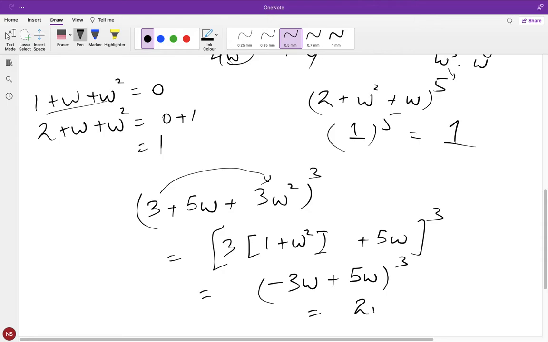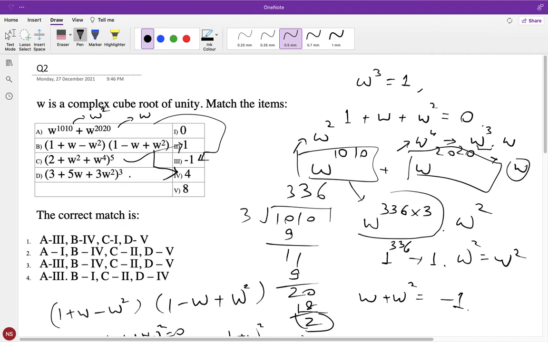This is 2 omega whole cube. What is 2 cube? It is 8, and omega cube is what? 1. So this is 8. So the correct option is A, which is 3. So this is gone. B is 4. So this is gone. C is 2, so this is gone. And D is 5. So this is the correct one.